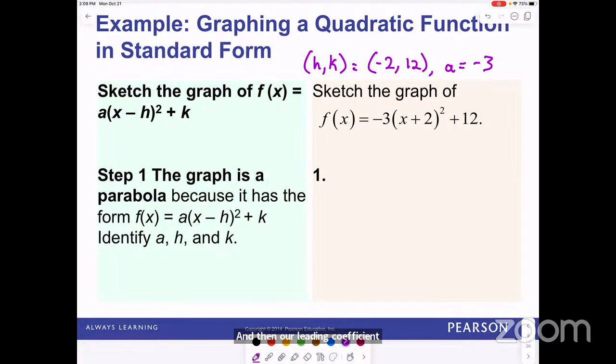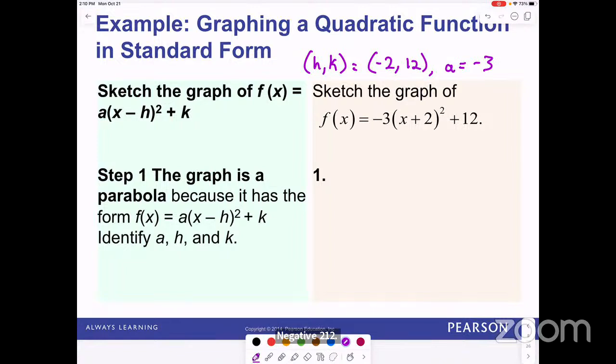So we have the coordinates of our vertex. We know that the parabola opens downward because of that negative leading coefficient. So then we also have our axis of symmetry. If the vertex is at -2, 12, that means we're focused on quadrants. What quadrant are we focused on? If the vertex is at -2, 12, then we're focused on quadrant 2.